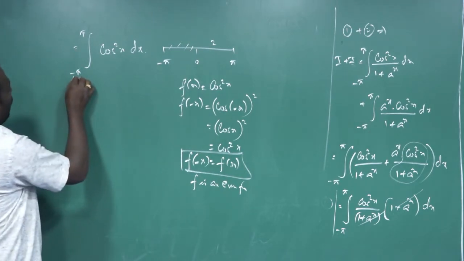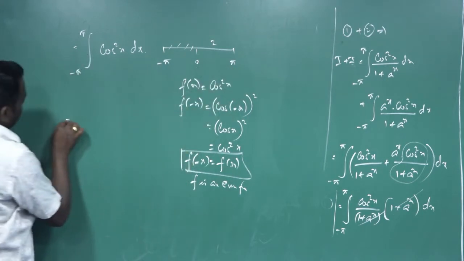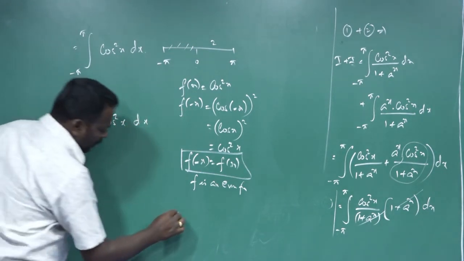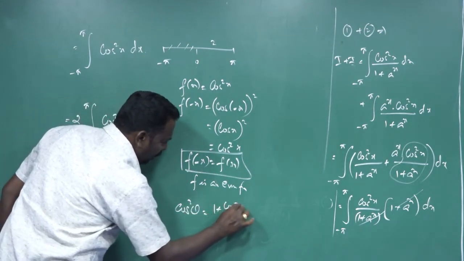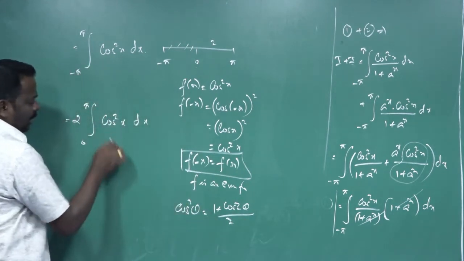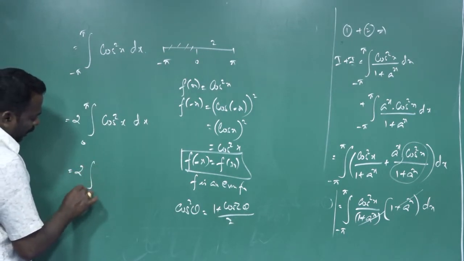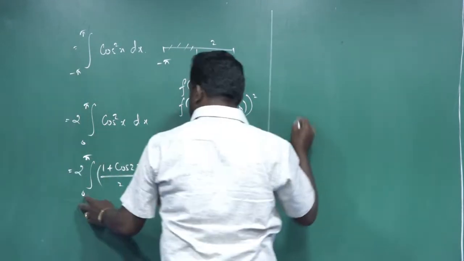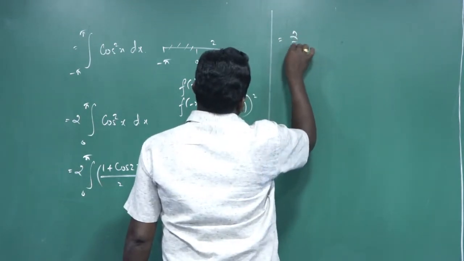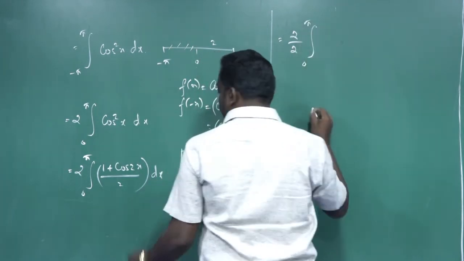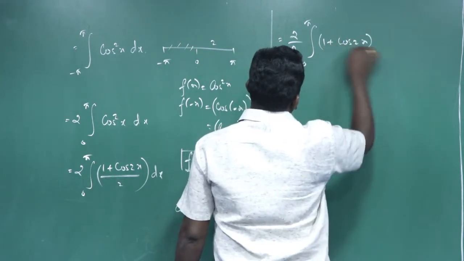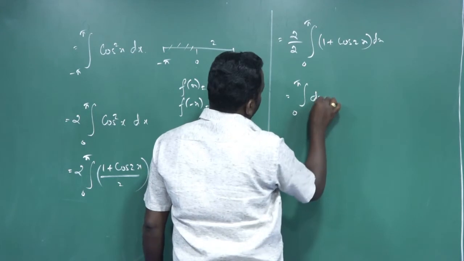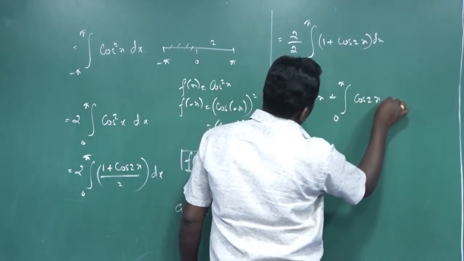Therefore we can deduce the integral from minus pi to plus pi is 2 times the integral from 0 to pi of cos²x dx. Now we know cos²θ equals (1 plus cos 2θ) by 2. Applying this formula, that is equal to 2 times the integral from 0 to pi of (1 plus cos 2x) by 2 dx. Next, keeping the constant outside, that is 2 by 2 times the integral from 0 to pi of (1 plus cos 2x) dx. The 2s cancel, and multiplying out the bracket, the integral from 0 to pi of dx plus the integral from 0 to pi of cos 2x dx.